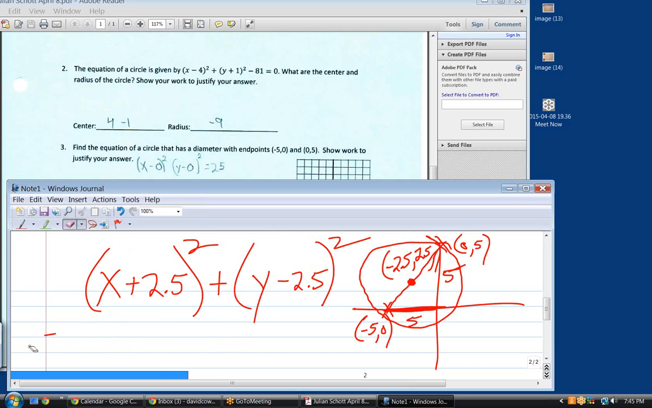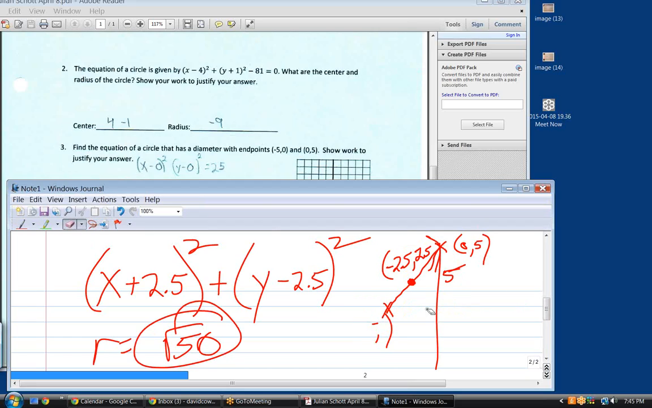Now, normally we would have to reduce that because it's not simplified. That's what r is. But we don't need r. We need r squared. So what's r squared? If r is the square root of 50, what's r squared?